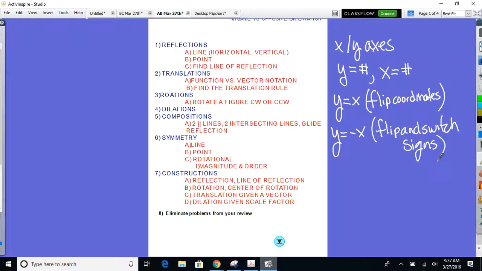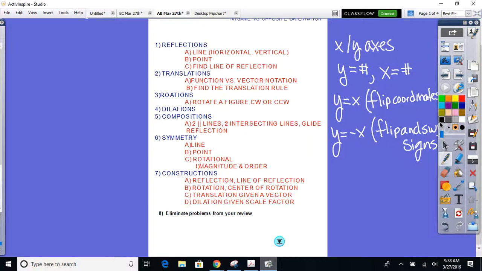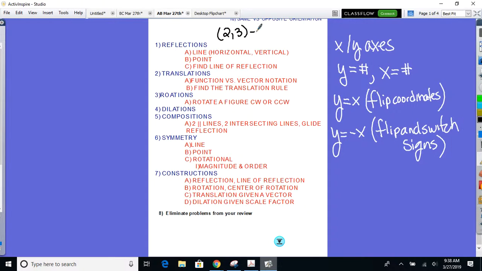Point reflection. All right, Billy, sorry. What do you got? The one where it's Y equals negative X. Correct, switch the signs. Go ahead, give me a coordinate you're thinking about. 2, 3. If I want to reflect over Y equals negative X, switch them and change the signs.